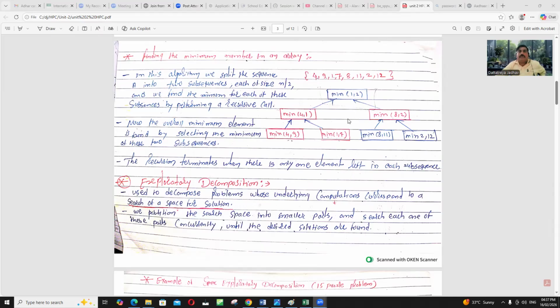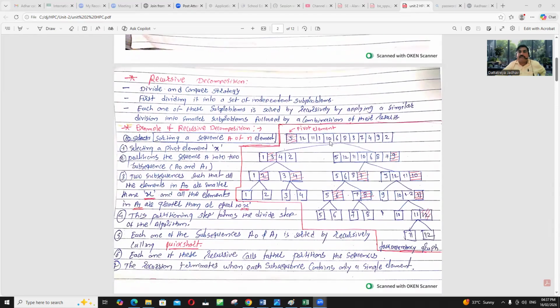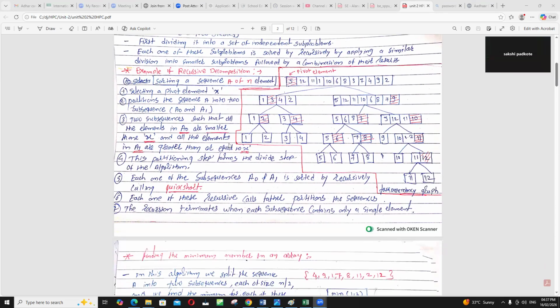So last lecture we studied recursive decomposition. We went through two examples. One is related to quick sort, how it sorts the elements with the help of recursive decomposition, how the flow goes, and how we decide the number of parameters. We observed that in recursive decomposition.